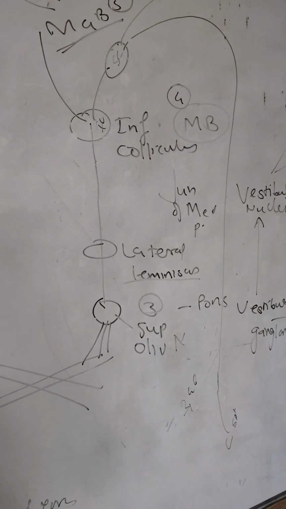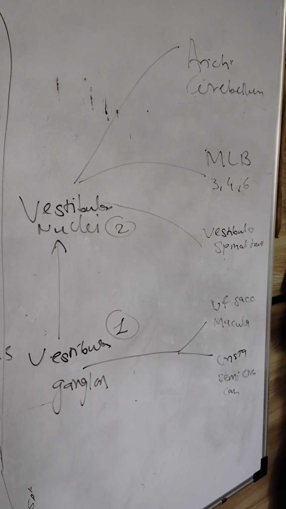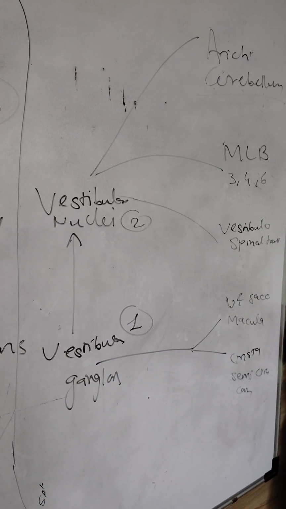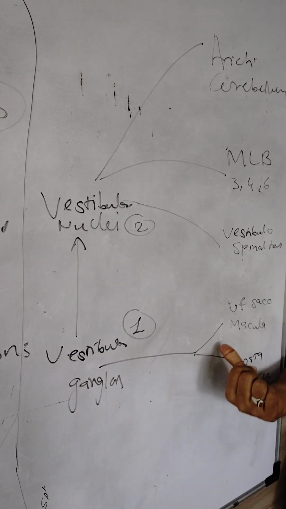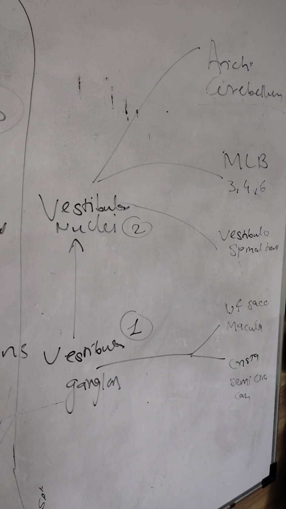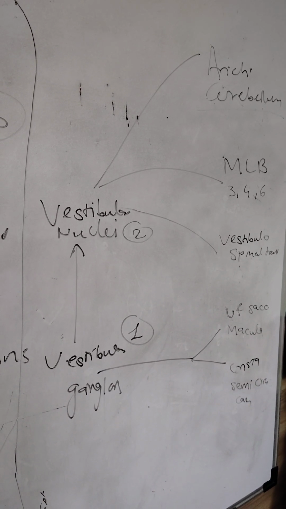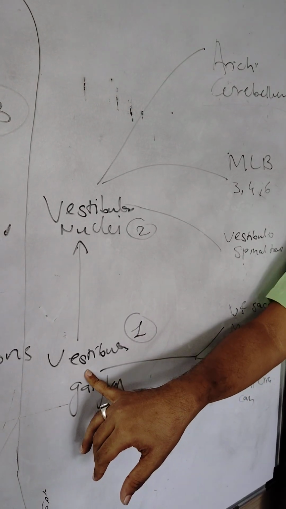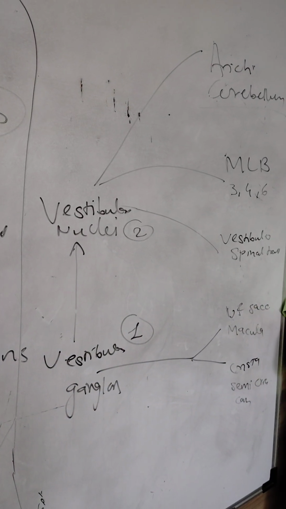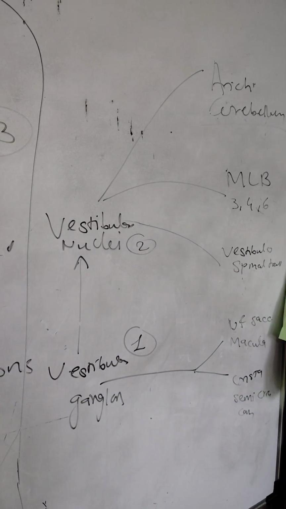Now we will be discussing the vestibular component. Again, there is a vestibular ganglion which is in the internal acoustic meatus, and its peripheral processes innervate the macula of the utricle and saccule, which is responsible for static balance, and the cristae of the semicircular canal, which is responsible for kinetic balance. These peripheral processes go to the vestibular ganglion, and the central processes of the vestibular ganglion form the vestibular nerve, which goes to the junction of pons and medulla and ends at the vestibular nuclei.